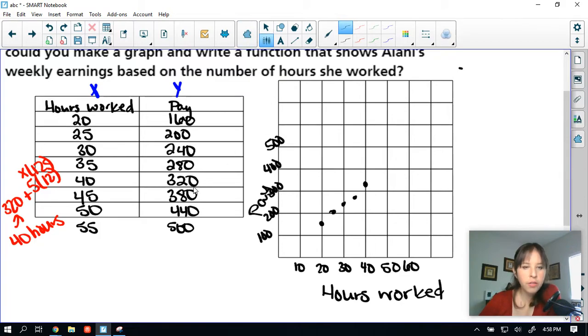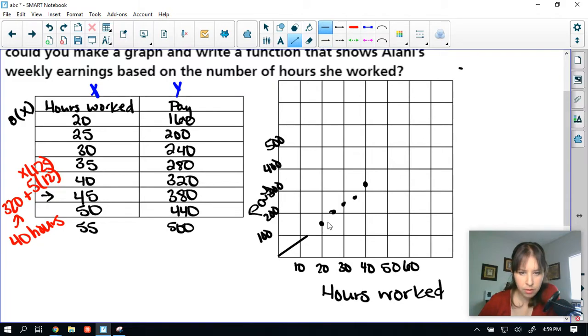And we know after 40 hours, we're going to get a new function, because this one right here was 8 times X, or the number of hours she worked. Here we know that we're adding the 320 to it. So at this point right here, we're getting a different function, a new function. So I'm going to start this function out and end it at 40 hours. So bam.